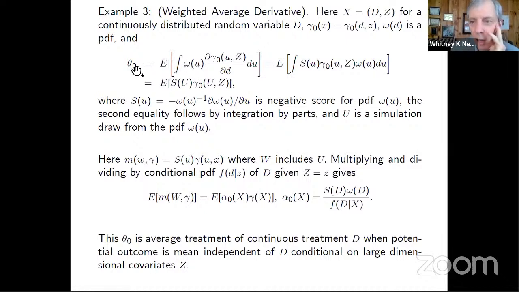So theta naught can be thought of as either a weighted derivative of the average structural function or an average treatment effect in the continuous treatment setting. Okay, so that's this interpretation of this thing. A convenient way to represent this is to do integration by parts. So here you integrate this by parts and you get this representation.